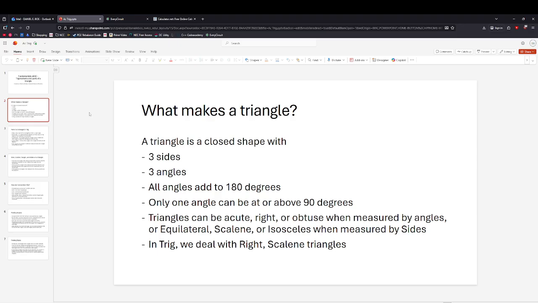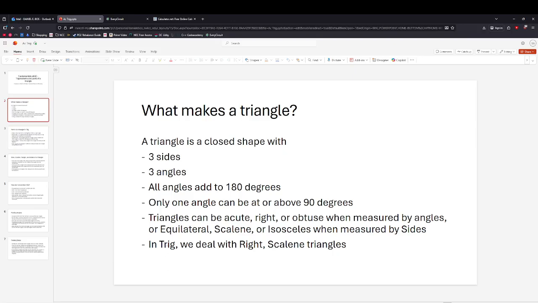What makes a triangle? A triangle is a closed shape with three sides and three angles. All angles need to equal 180 degrees, and only one angle can be at or above 90 degrees. So you have a lot of different types of triangles. They can be acute, right, or obtuse when measured by angles, or equilateral, scalene, or isosceles when measured by sides.